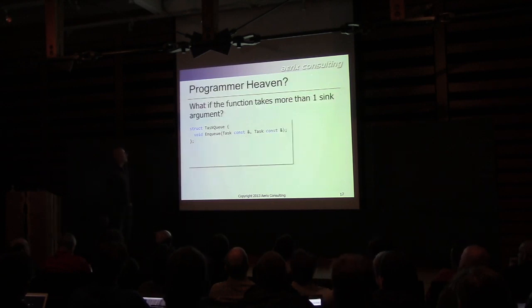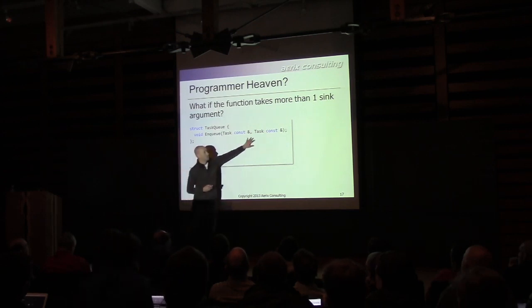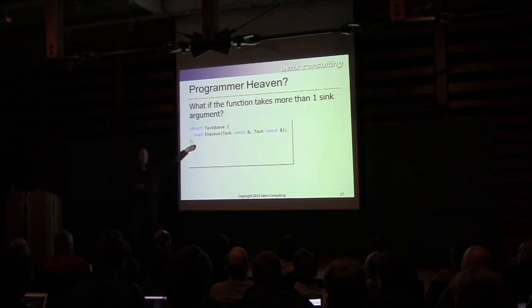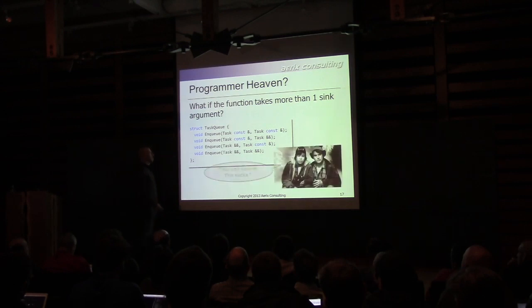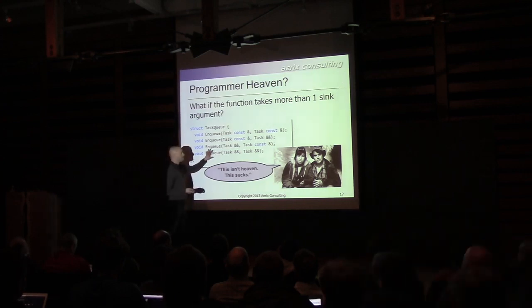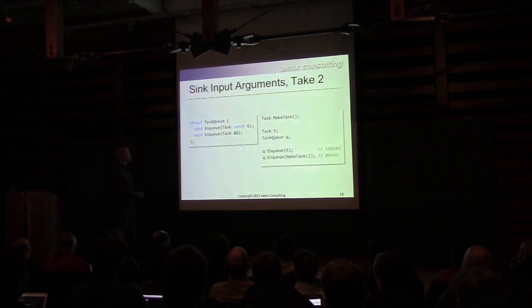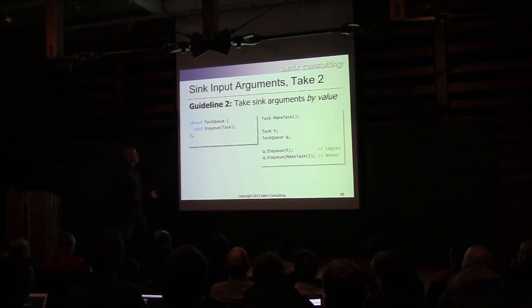So let's think about what happens if you take more than one sink argument to your function. Well, this is clearly not sufficient. Nothing's going to get moved in this case, right? So let's just permute. Well, this isn't heaven. This really sucks. We don't want to have to do this, right? Okay, so what's the correct, simple thing to do? Anybody? Pass it by value. It's simple and it works.